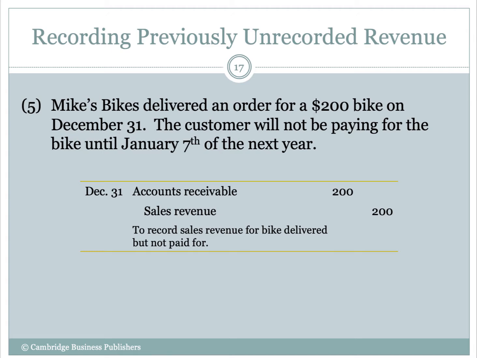What asset do you specifically debit? Well, it's going to be accounts receivable, right? We have the right to receive payment. So we're going to debit accounts receivable for $200, credit revenue, right? When's the cash going to happen? January 7th. I don't care. We're doing accruals. We got to recognize revenue when it's earned.